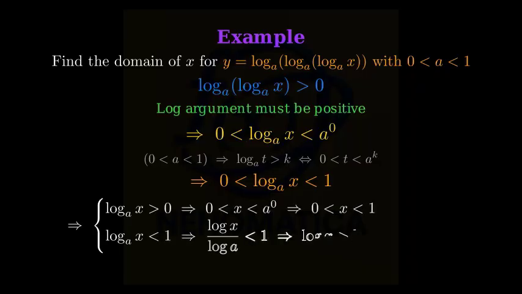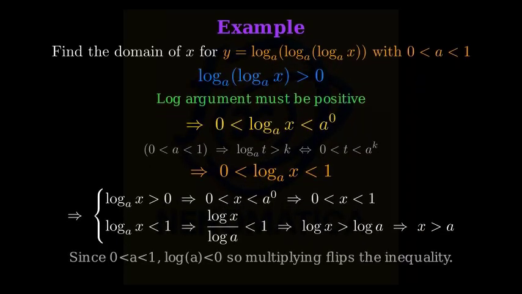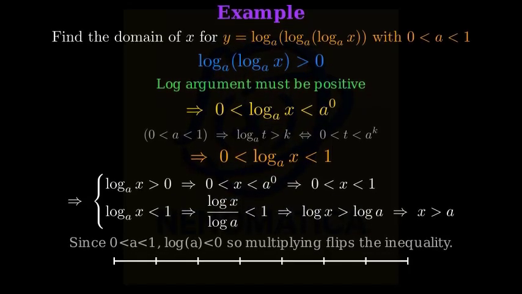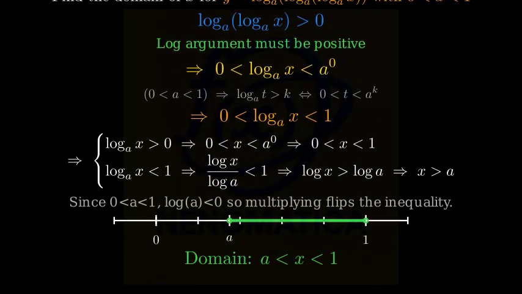Step 4 splits the compound inequality into 2 lines and solves each. First line, log base a of x greater than 0 implies 0 less than x less than a to the 0, which yields 0 less than x less than 1. Second line, log base a of x less than 1 implies the log of x over log of a less than 1. Because log of a is negative, this gives log of x greater than log of a, so x is greater than a. The final domain is the intersection of the two results, 0 less than x less than 1, and x greater than a. Because a is between 0 and 1, the intersection is a less than x less than 1.